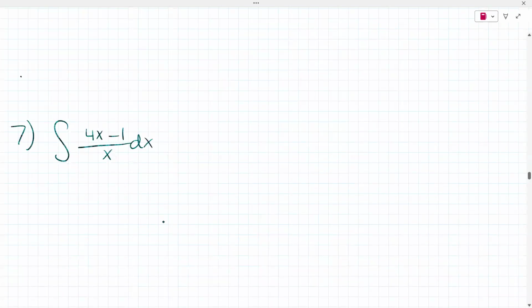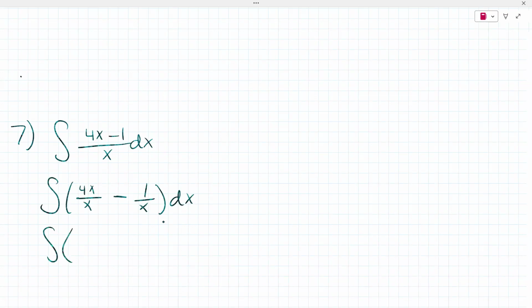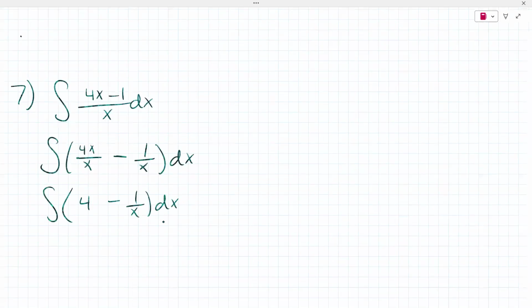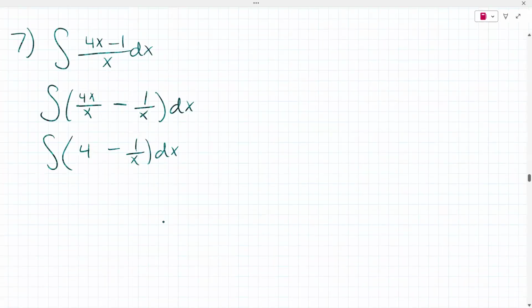So example 7 through 10, it says evaluate the integral. So we have integration of 4x minus 1 all over x of d of x. So what I would do is maybe divide each term by x, right? So this could be 4x over x minus 1 over x of d of x, correct? And then what happens? The x cancels. You're left with 4 minus 1 over x d of x. And now we can just take the integration individually. So you can break it into two different integrals.